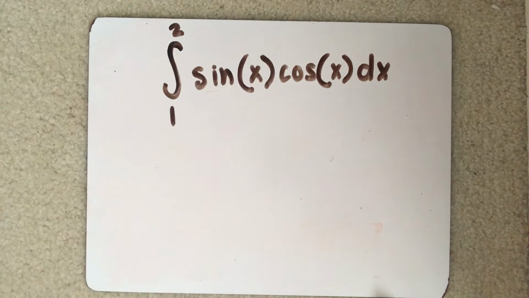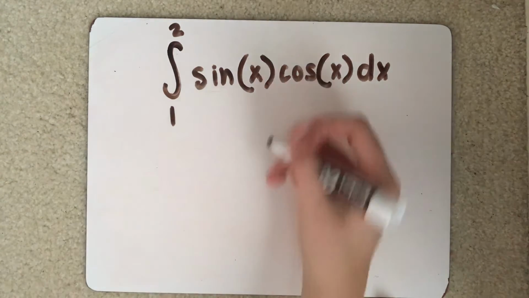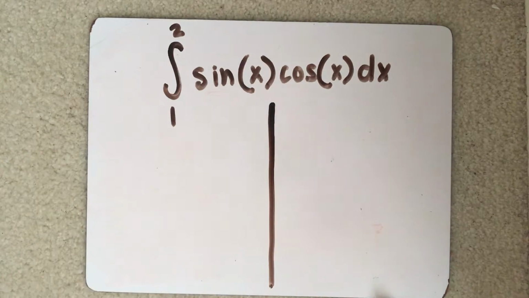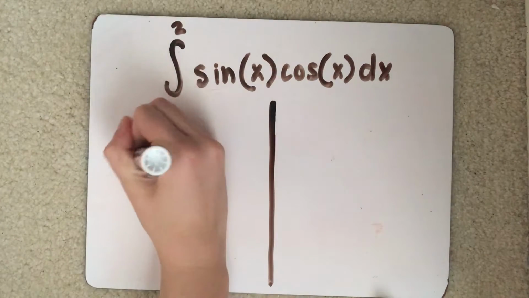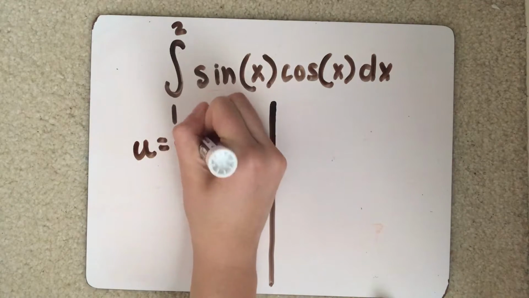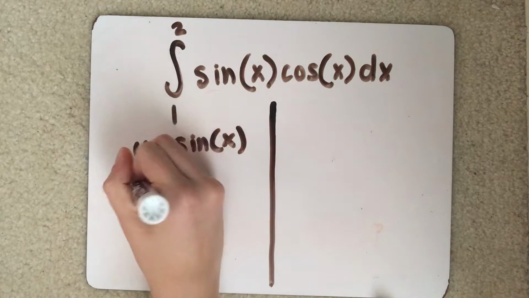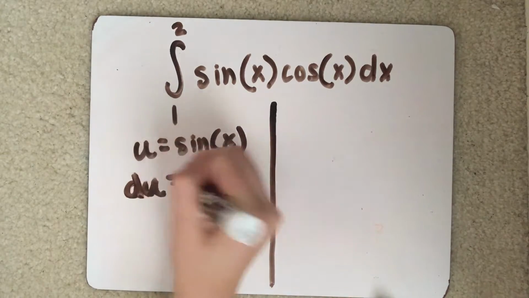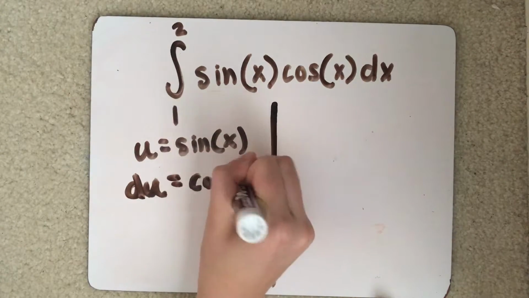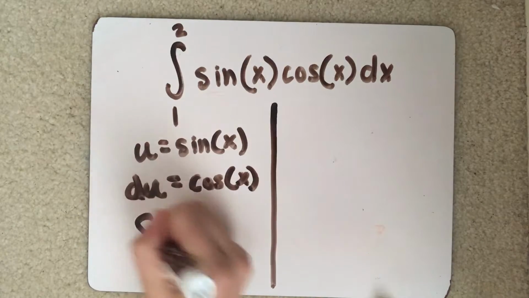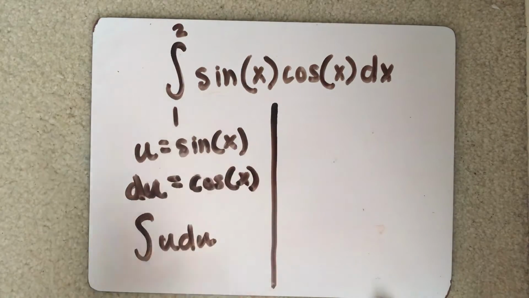This time, when we're choosing our u, we need to consider the possibilities of our derivatives. We could go really two ways with choosing our u. If we say that u is equal to sine of x, then what's the derivative of that? Well, the derivative of sine of x is cosine of x. So our integral just would become a simple u du.